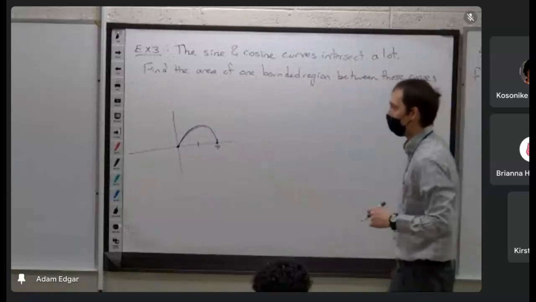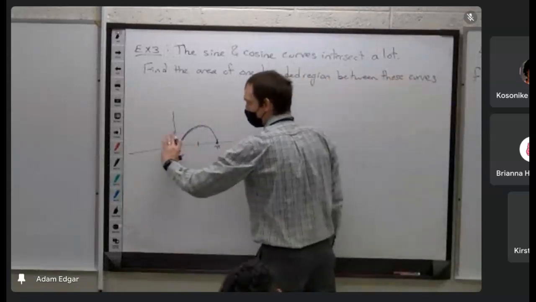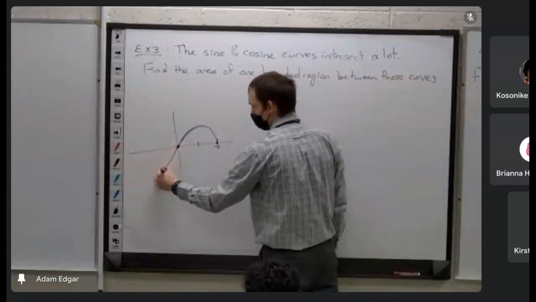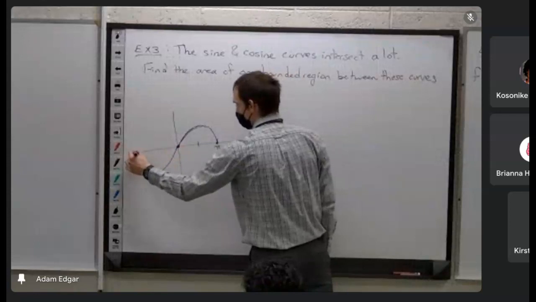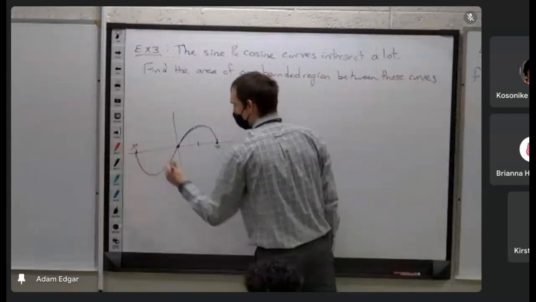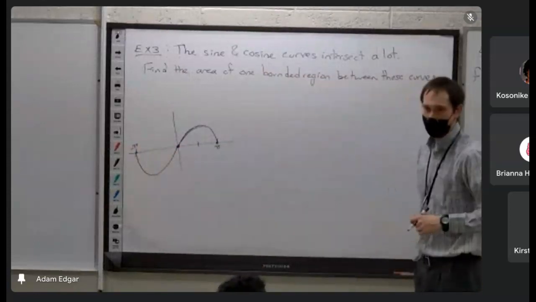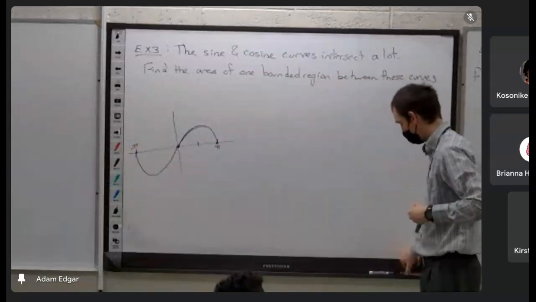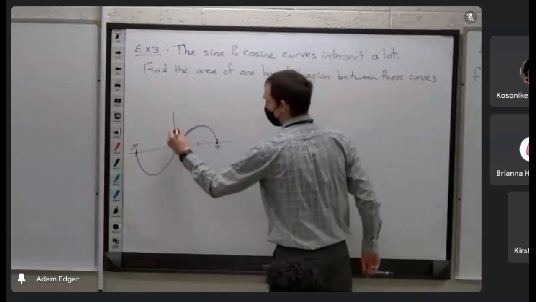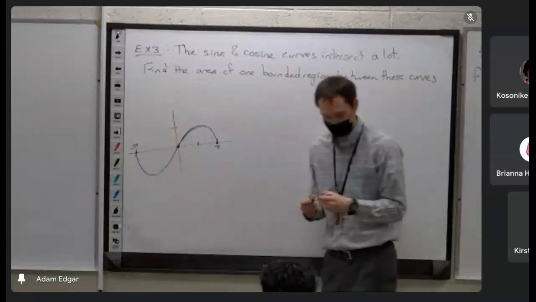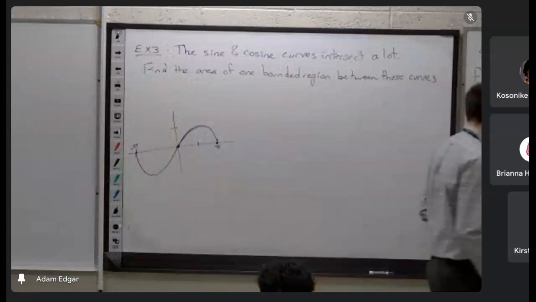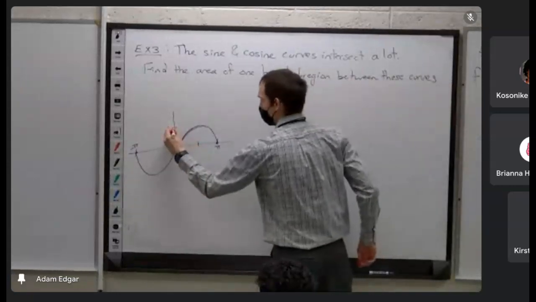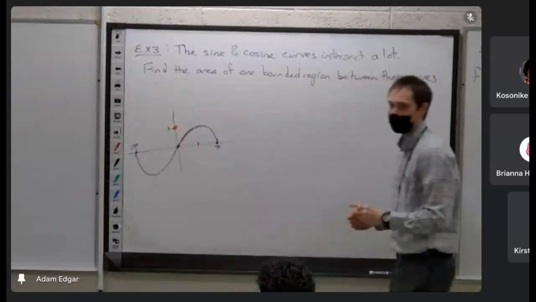If you continue off to the left, where do you go with sine? Down, and then back up at negative pi. Now, let's talk about cosine. What's the cosine graph start at? Cosine of zero is one. So cosine of zero is one.